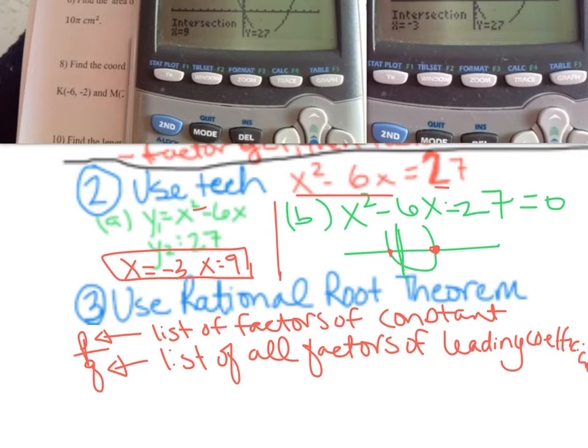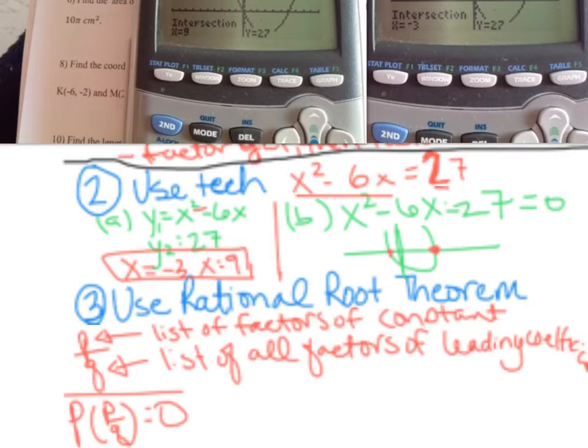And then keep in mind that the solutions are when you take the p's over q's and plug them into the polynomial and they equal 0. And we will show you an example of doing that. So we can look at a couple of our problems. This is number 9 from the review packet.